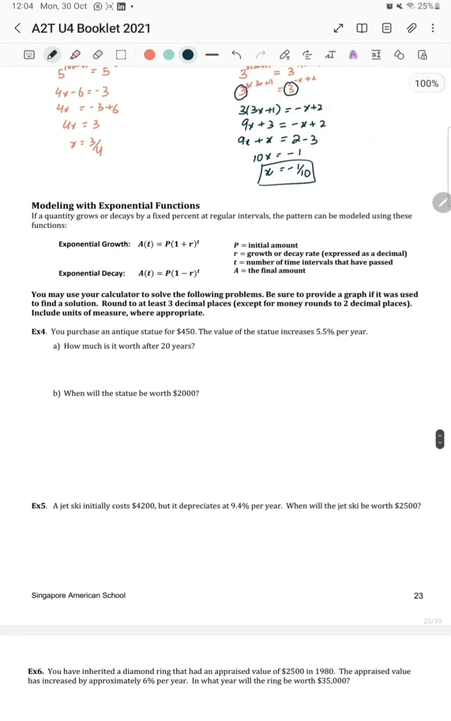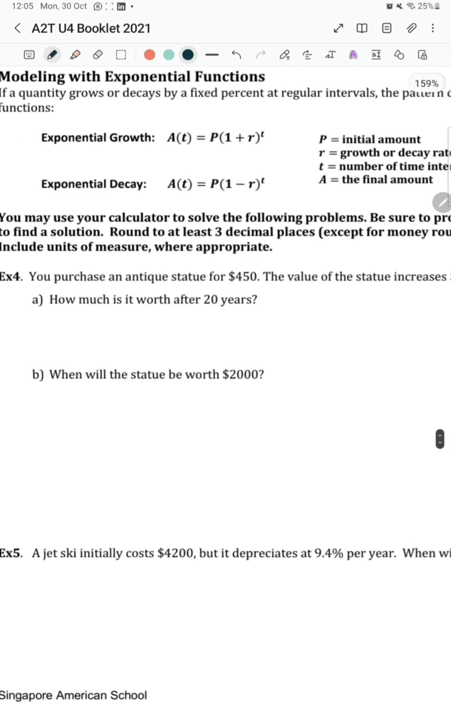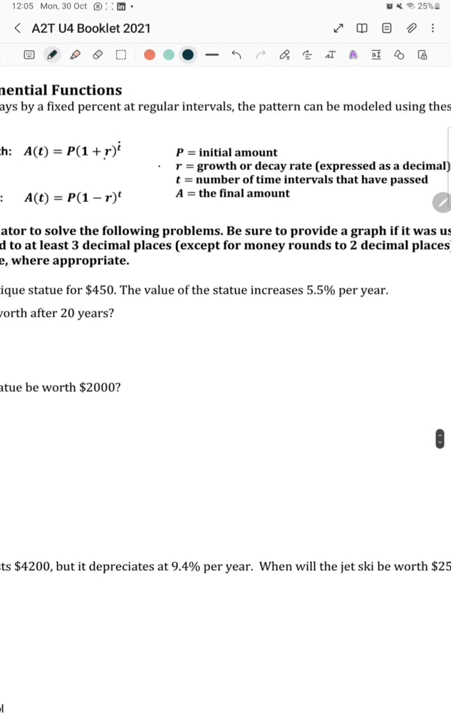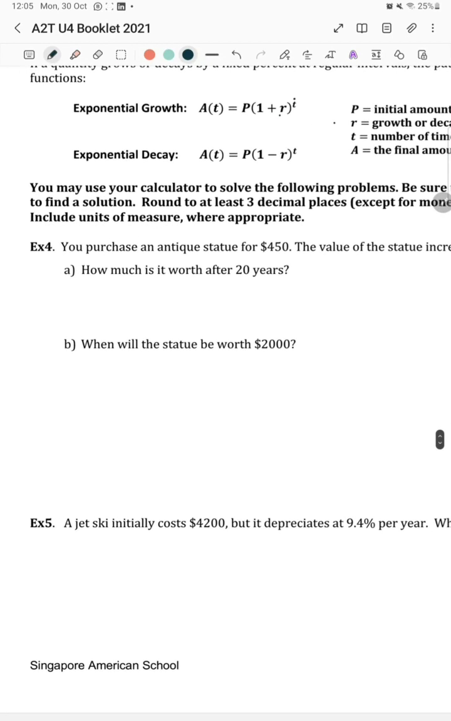Okay, modeling with exponential functions. If a quantity grows or decays by a fixed percent at regular intervals, the pattern can be modeled using exponential functions. So exponential growth can be written as A of t is equal to P times (1 plus r) to the power t. What is P? P is the initial amount, r is the growth rate or decay rate, t is the number of time intervals that have passed, and A is the final amount. So if it is growth, we will use a plus sign over here. If it is decay, we will use a negative sign over here.